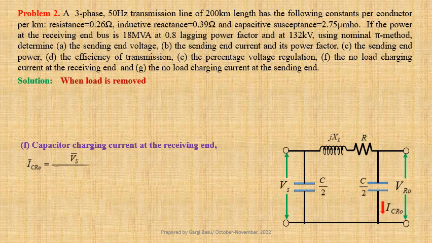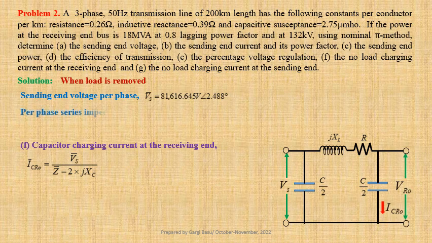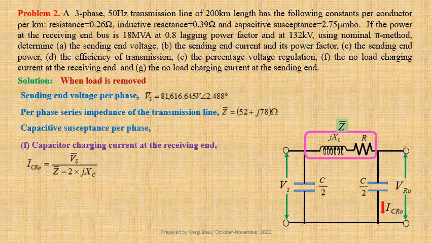Now we shall remove the load from the receiving end and calculate capacitor charging current at the receiving end. I_CRO equals to Vs divided by Z minus 2 times jXc. We have determined sending end voltage per phase Vs equals to 81,616.645 volt at an angle 2.488 degree. Per phase series impedance of the transmission line Z equals to 52 plus j times 78 ohm, and capacitive susceptance per phase Bc equals to 5.5 into 10 to the power minus 4 mho.